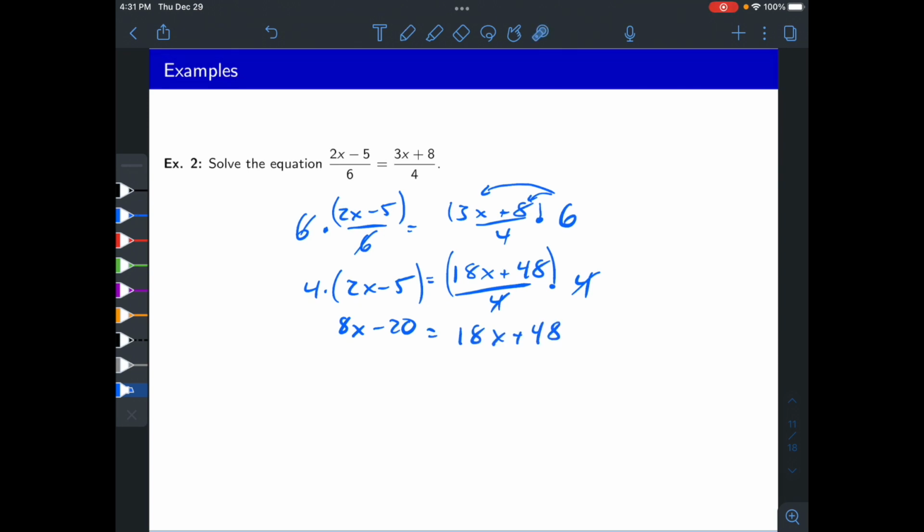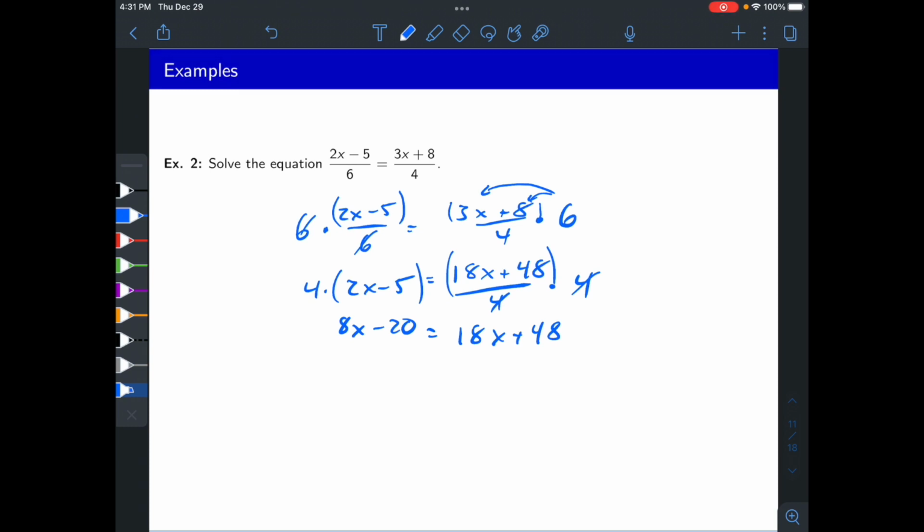Okay, now if you wanted to just cross multiply, just say, okay, bring the 4 over here, bring the 6 over here. That's effectively doing the same thing. I'm just taking the extra time to explain what's really going on there, just for instructional purposes.